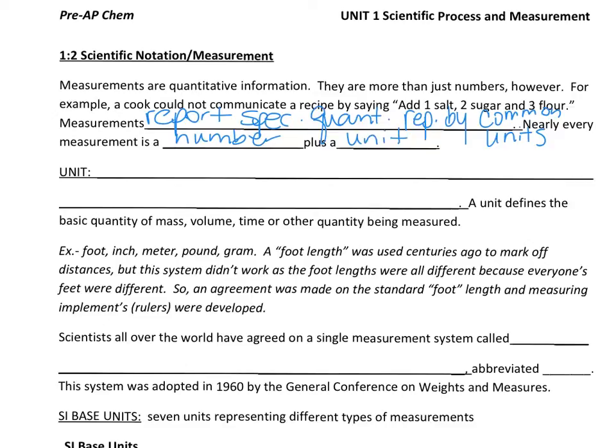If you leave your units out in college or even on the AP exam next year, your answer will be either totally incorrect or they will take points off for that. So you always have to remember your unit. As I said up here, you're never going to have a recipe that's just going to say add 1 salt, 2 sugar, and 3 flour. You've got to have 1 teaspoon of salt or a cup of sugar. So just think of it that way. You've always got to have that unit of measurement.